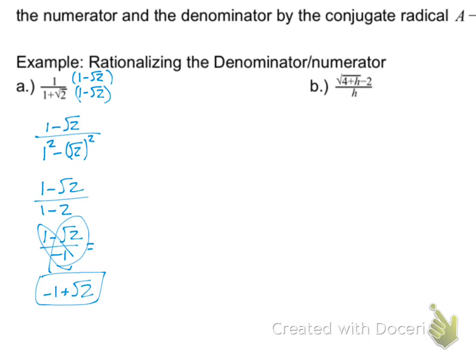The last problem I do believe that we are going to do is the square root of 4 plus h minus 2 all over h. We just multiply the top and bottom by the square root of 4 plus h plus 2. I like to sometimes put parentheses around all of these as well, just so you know that on top you will have to FOIL, the bottom you will have to distribute.